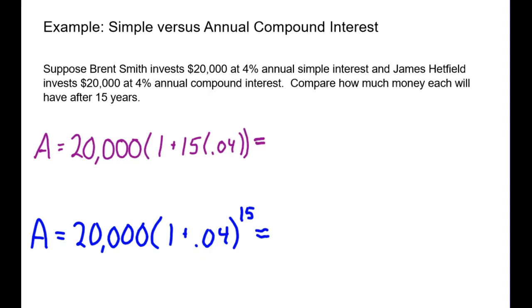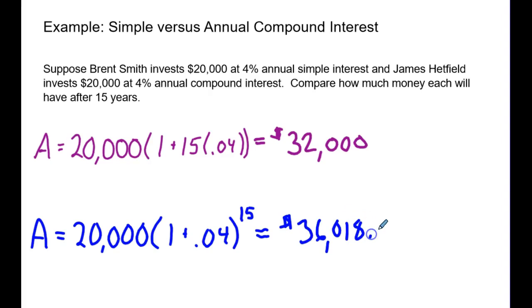Now you would just plug each of these in on your calculators. For the first one, you get $32,000. And for the second equation, you get approximately $36,018.87. Dealing with money, so of course we're going to go to 2 decimal places. So you can see by using compound interest, you earn much more money in the end.